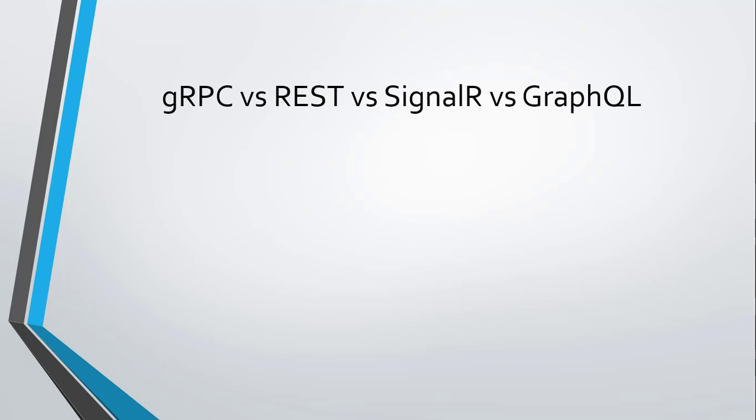Let's see how gRPC compares with REST, SignalR, and GraphQL. These are all technologies that, in one way or another, help us communicate between different computers. They all have their place. Neither one overshadows the other completely. Neither one is supposed to replace the other.